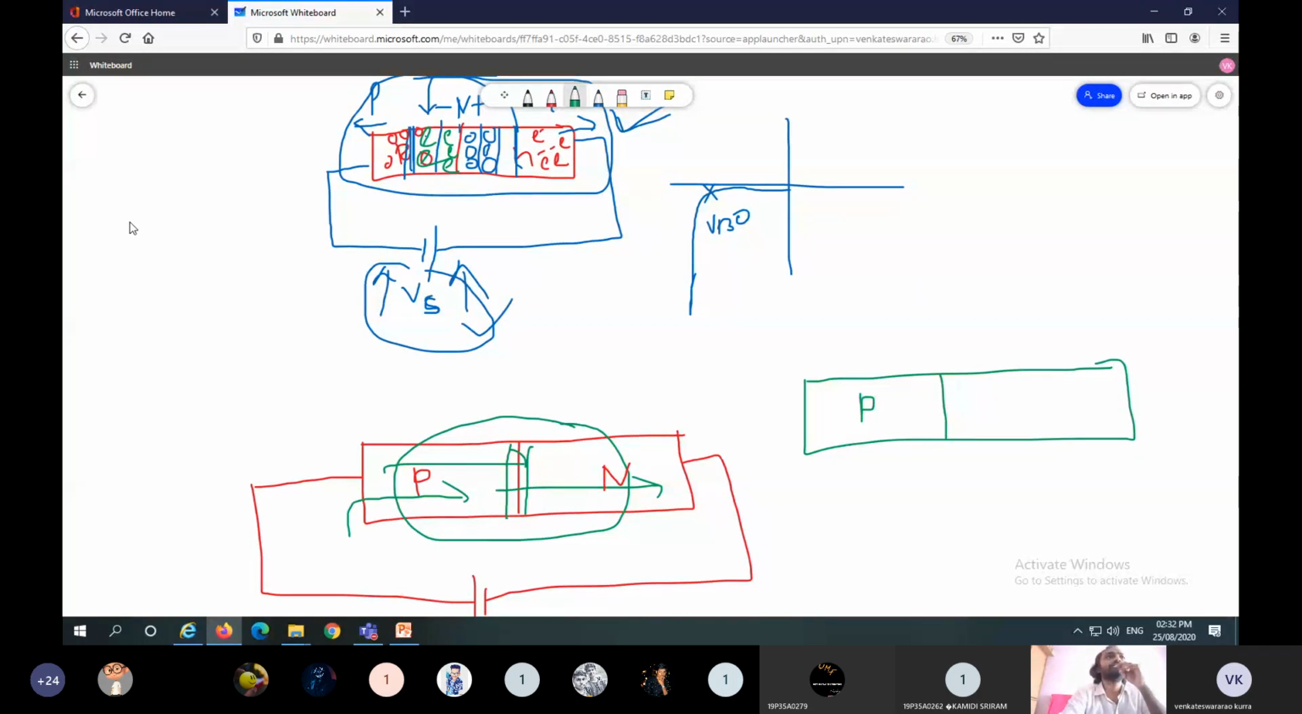Here, P minus notation means less doping. P means moderate doping. P plus means heavy doping, high doping. Here we take the case of the lightly doped case: this one is P minus and this one is N minus. Now we take the case of the highly doped case: this one is P plus and this one is N plus.